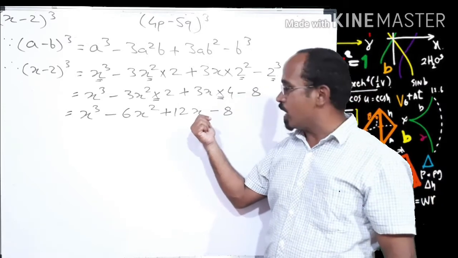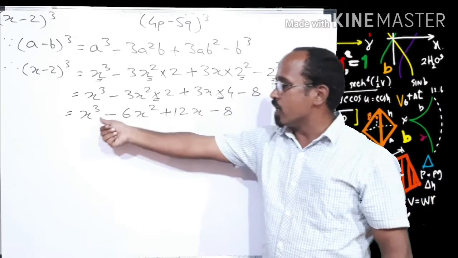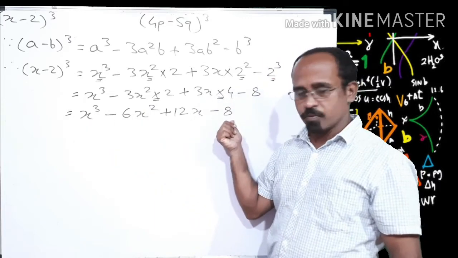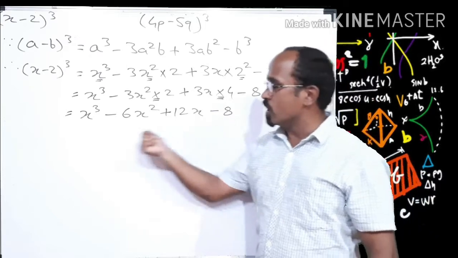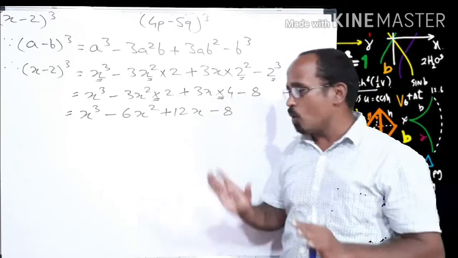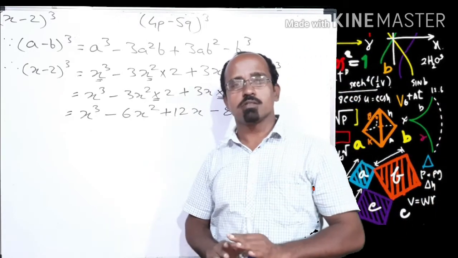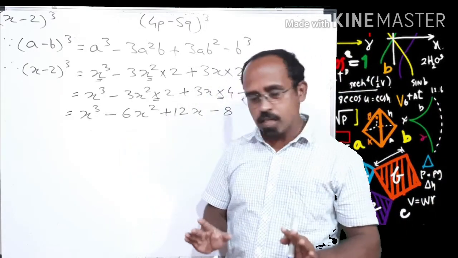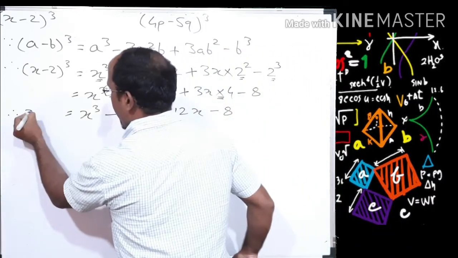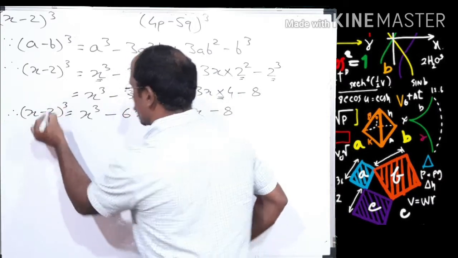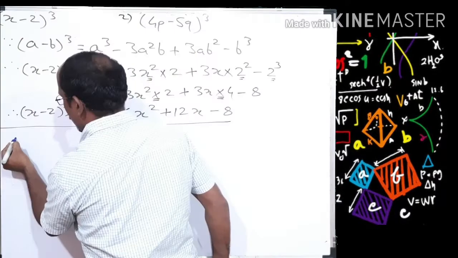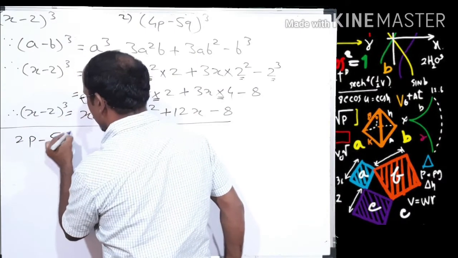12x, variable x, index 1. Here the index is different, 3, here the index is different, 2, here also the index is different. Minus 8 is the only number in the given expression. So all of the terms in the expression are unlike. So addition or subtraction of these terms is not possible, right? Hence this is our final answer. So we can write, therefore (x minus 2) cube is equal to x cube minus 6x square plus 12x minus 8.